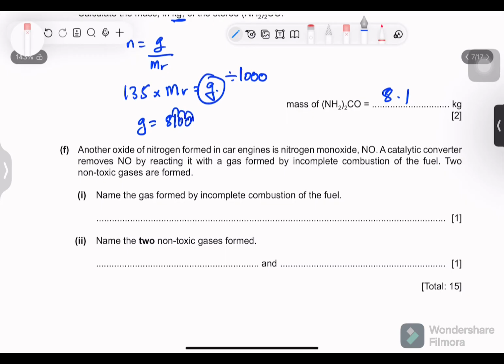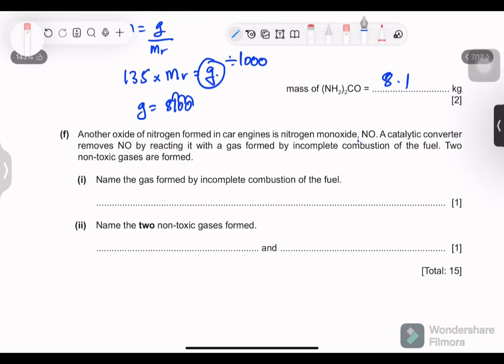Another oxide of nitrogen formed in car engines is nitrogen monoxide. A catalytic converter removes NO by reacting it with a gas formed by incomplete combustion of the fuel. Two non-toxic gases are formed. Name the gas formed by incomplete combustion of the fuel. So we know this is carbon monoxide. Whenever hydrocarbons are burnt and incomplete combustion takes place, carbon monoxide, a poisonous gas, is produced instead of carbon dioxide, and NO is reacted with it. This is the reaction which happens.